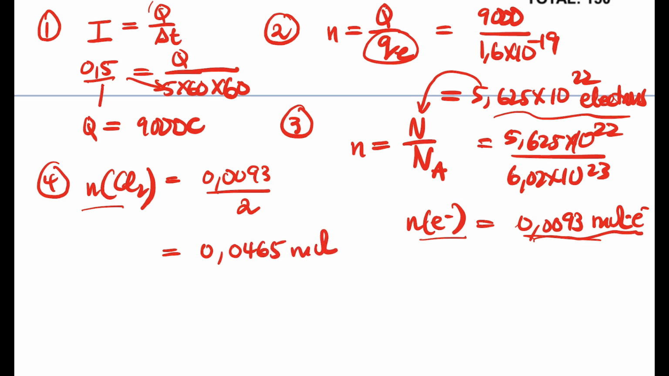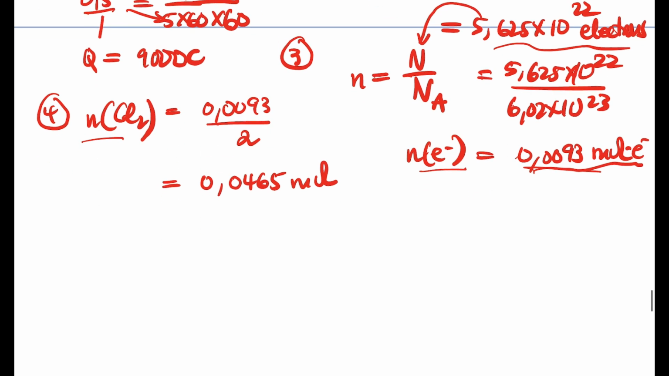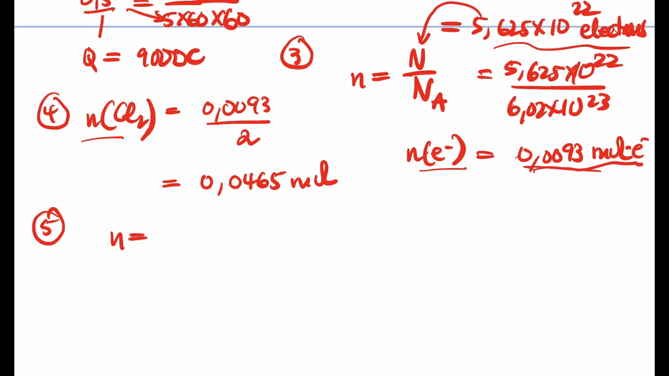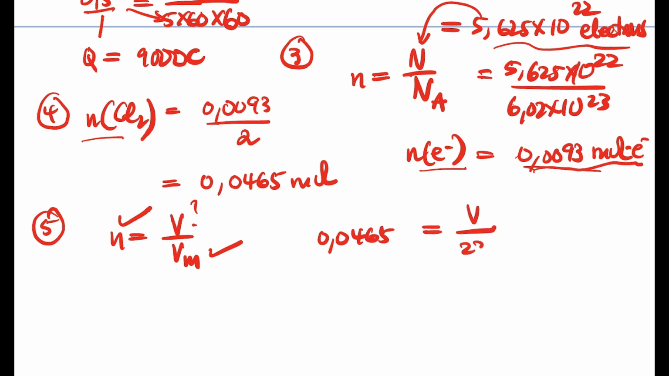Now we have the number of moles. We wanted the gas that is produced at STP, which is step number 5. We'll use the formula n = V over Vm. We wanted this V, and we have the rest. So 0.0465 equals V over Vm, and the Vm is 22.4. So the volume of chlorine gas at STP is 1.04 dm³.